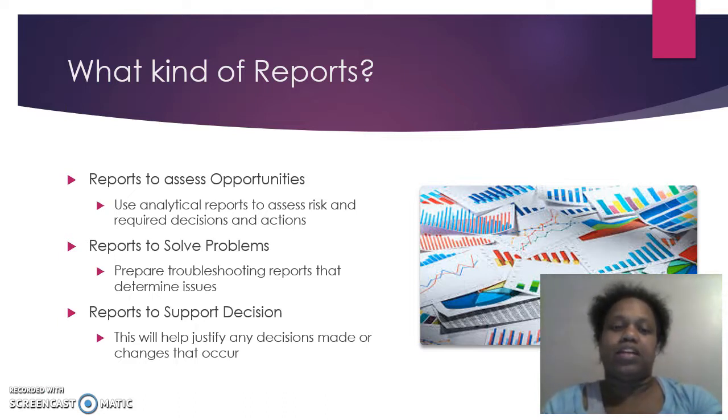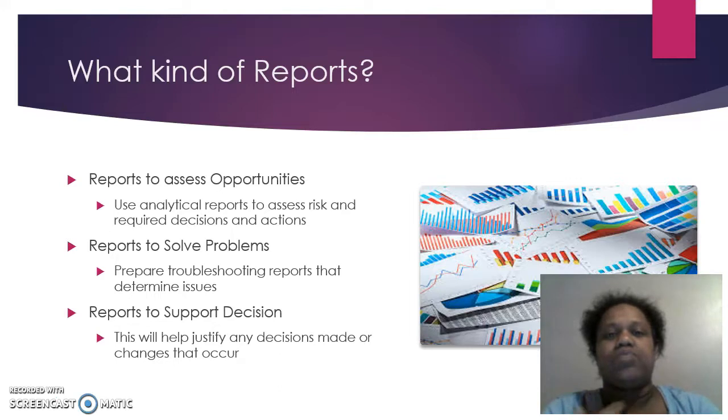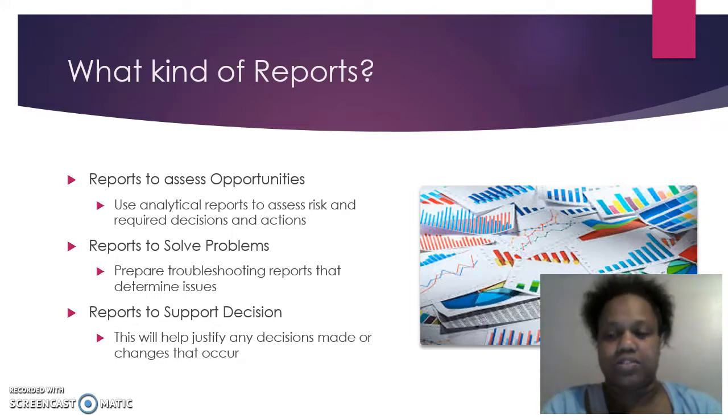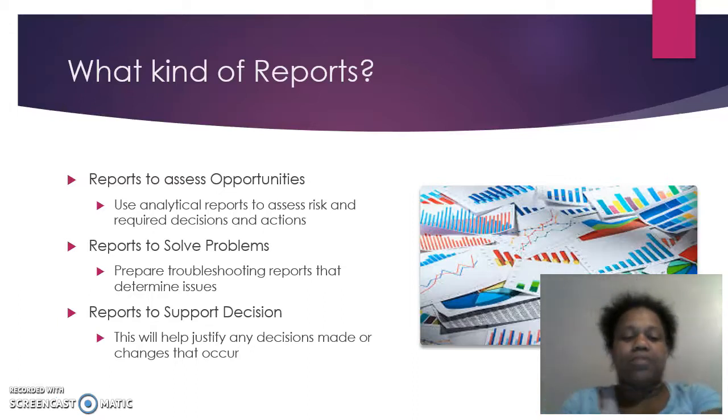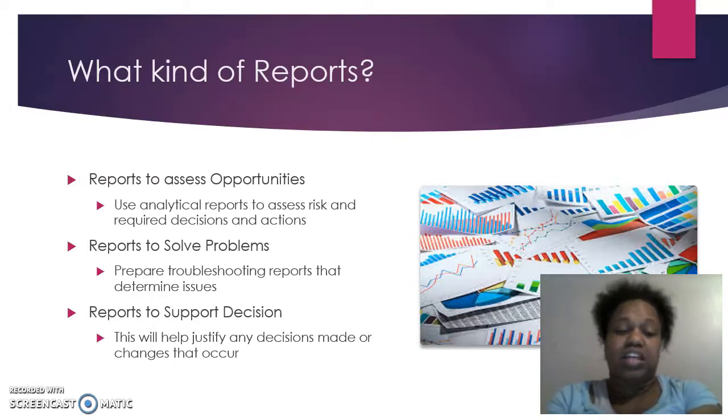So this would be in situations where maybe we are trying to determine if we're going to change vendors or use something new. This is the report that we start first to see how it would affect us and what we would use to assess to make sure that that would be beneficial to us in the company or anything like that. The second type is the result reports to solve problems. That would be more preparing troubleshooting reports to determine issues.